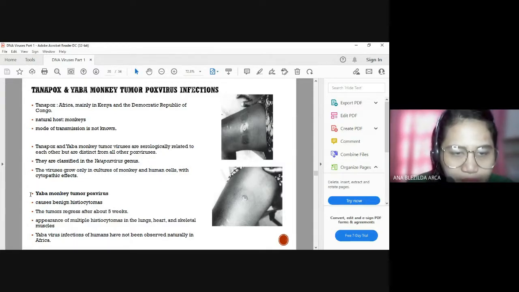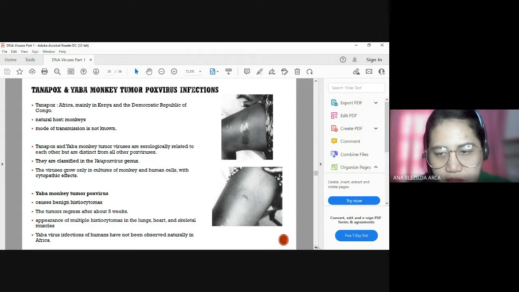And then sometimes you can also see appearance of multiple histiocytoma in the lungs, heart, and skeletal muscles. So nakikita daw yan sa mga monkeys. In humans, not commonly observed. Okay, kaya nga unknown ang transmission sa humans.